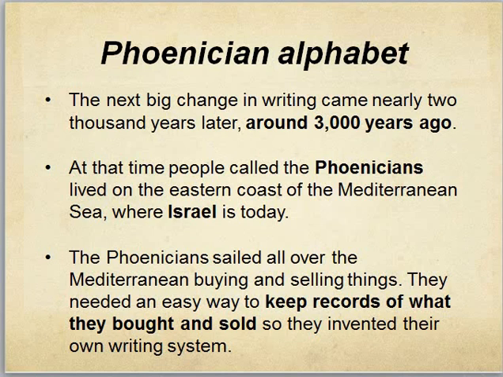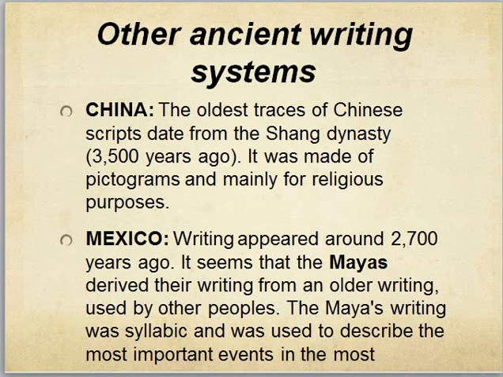Well, next one is Phoenician alphabets. The next big change in writing came nearly 2,000 years later, around 3,000 years ago. At that time, people called the Phoenicians lived on the eastern coast of the Mediterranean Sea, where Israel is today. Phoenicians sailed all over the Mediterranean, buying and selling things. They needed an easy way to keep a record of what they bought and sold, so they invented their own writing system.